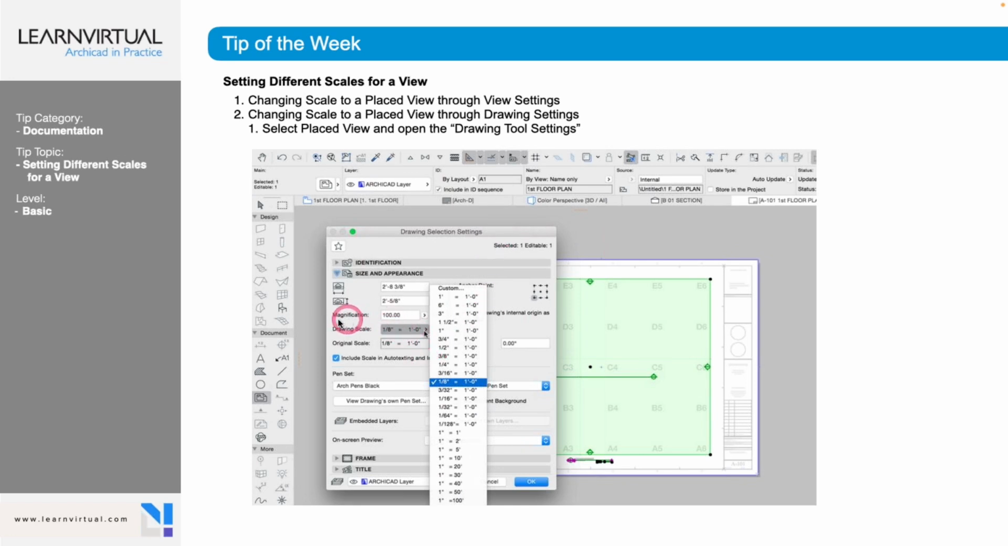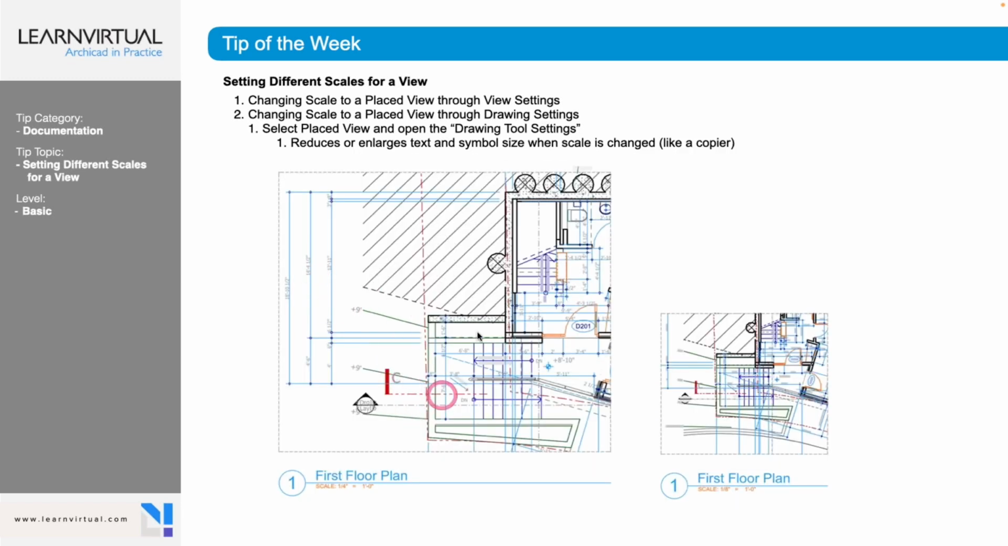Within here, under the size and appearance, we're going to show this was originally saved at 1/8 of an inch. But I want to change that. So by changing that, my original scale was at 1/8 of an inch, and then when I reverse that, my original scale was at 1/4 of an inch. Then when I dropped that down to 1/8 of an inch, you'll see that all of my text and my marker symbols all changed with that.